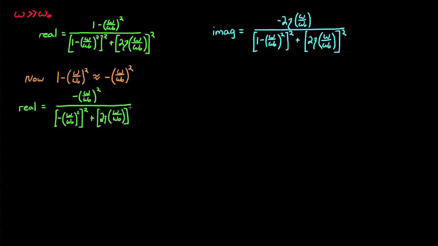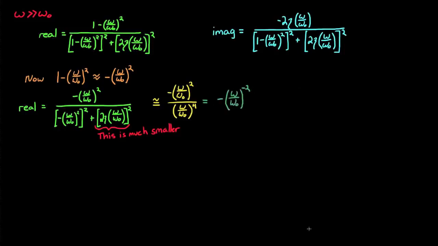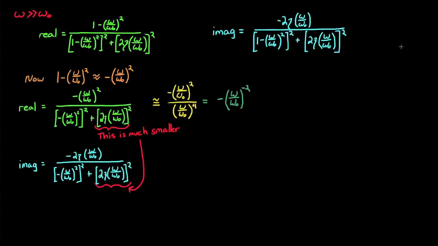But this second term in the denominator is much smaller than the first term because it's only squared, whereas the first term is raised to the power of 4. Therefore, as omega over omega naught gets larger and larger, the second term becomes less and less important and can be ignored. After cancellation, the real component just becomes negative omega divided by omega naught raised to the negative 2 power. And we can do the exact same thing to the imaginary component and get negative 2 zeta times omega over omega naught raised to the minus 3 power.